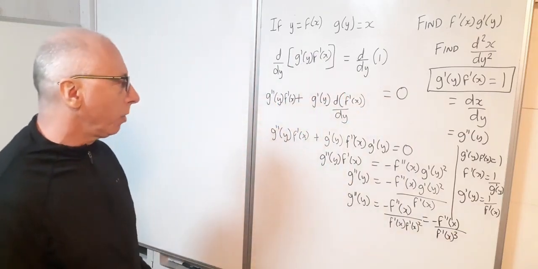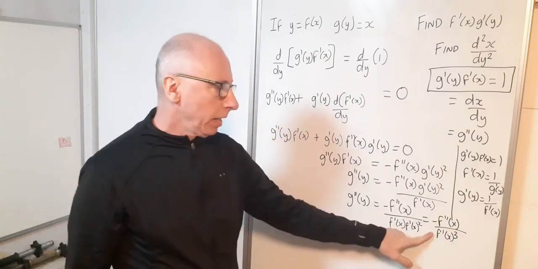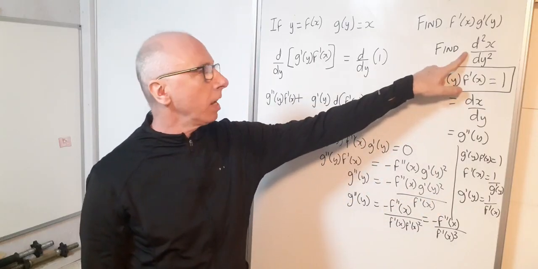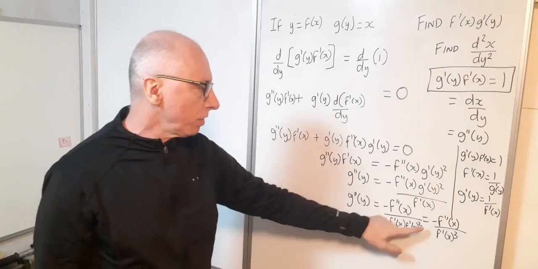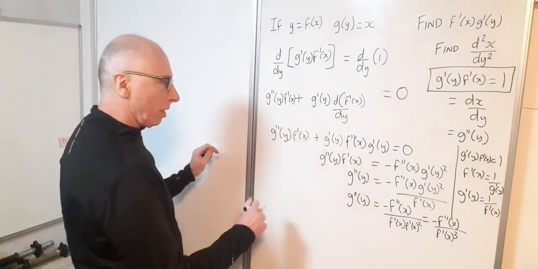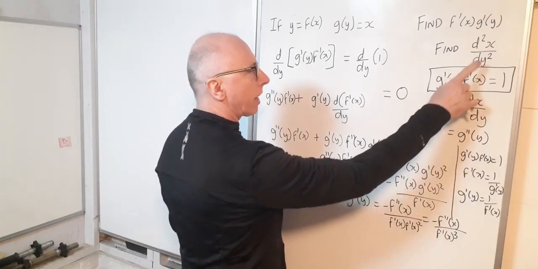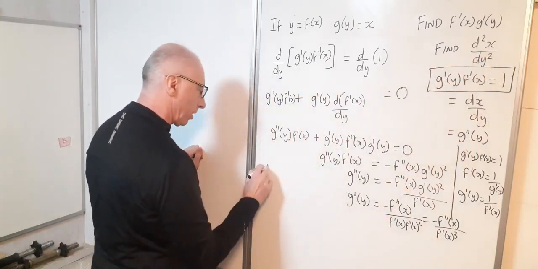Okay, now what can I do now? I want to get this in terms of these different notations. So here I need Leibniz notation. How can I rewrite this? g prime of y twice is the same as that. So then let's write our answer up here.